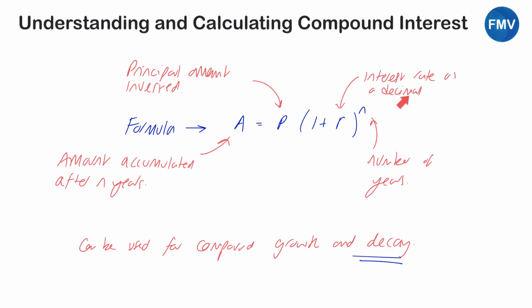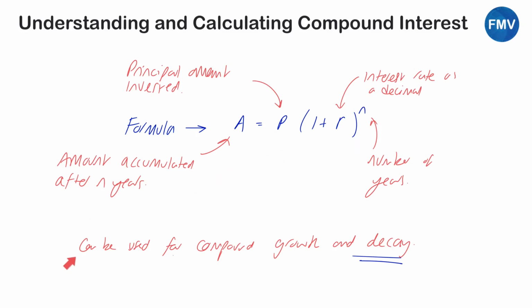R is the interest rate as a decimal. So the 1 represents 100%. The R represents the interest rate as a decimal. So 6% would be 0.06. And the N is just the number of years invested. Now, the actual formula for this is slightly more complicated, but for our purposes at GCSE, it's been simplified. So this is all we need to know at this level.